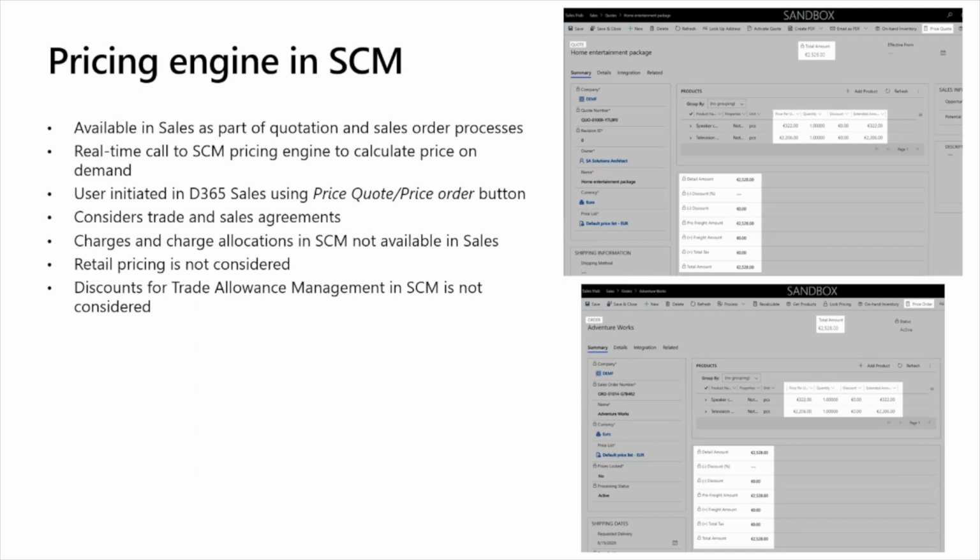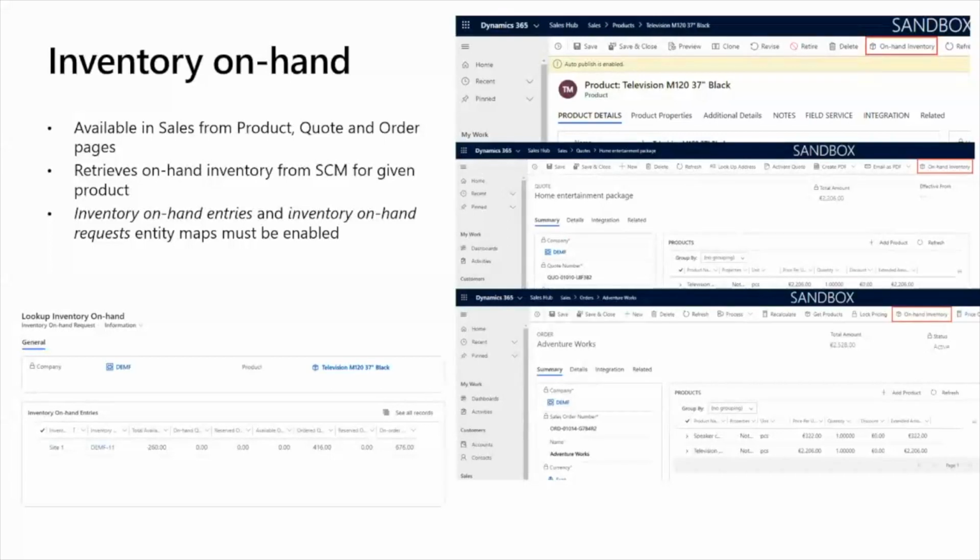There are some limitations to this at the moment, in that charges and charge allocations are not available in sales. Retail pricing has some limitations, and discounts for trade allowance management is not currently considered.